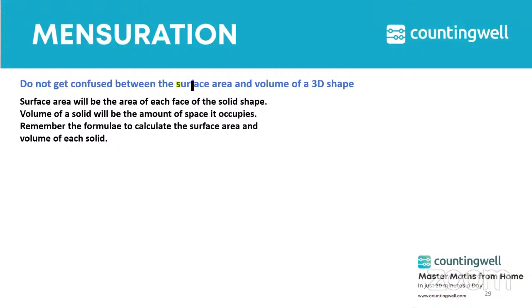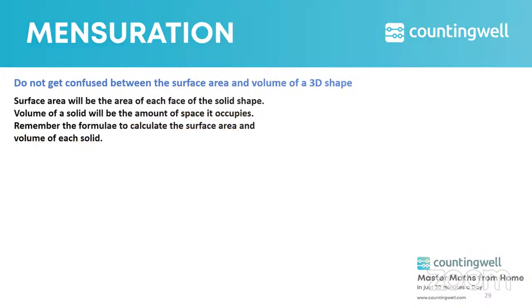Also, you should not get confused between the surface area and the volume of a 3D shape. Surface area we find for 3D shapes and volume also we find for 3D shapes only. But surface area is found by the area of each face of the solid shape. We'll take the sum of all the areas of each face of the solid shape, whereas the volume of a solid will be the amount of space it occupies. So we have to remember the formula to calculate the surface area and also to find the volume of each solid.